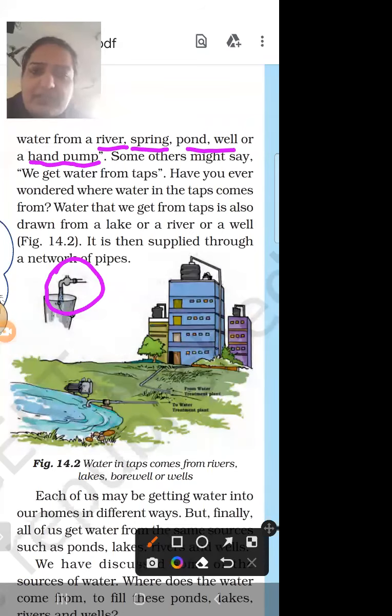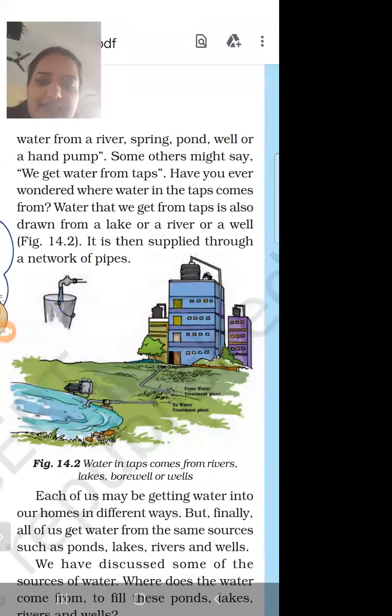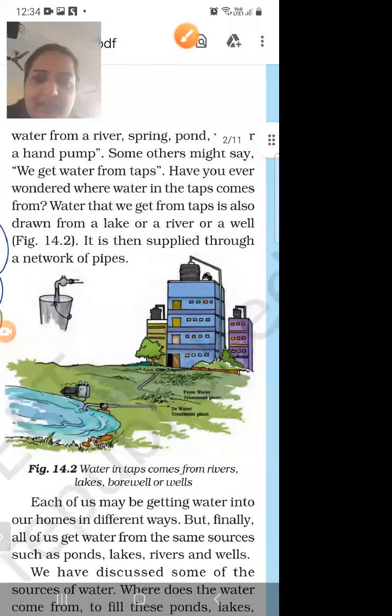The water that we get from taps is also drawn from a lake or river. जो भी हमारे टैप्स में पानी आता है, वो भी कहाँ से निकालते हैं हम? लेक से या रिवर से या वेल से. Then it is supplied through a network of pipes. These are the network of pipes. The water is supplied from the river through these pipes, then to the tank, and then to the taps. In this way we get water.